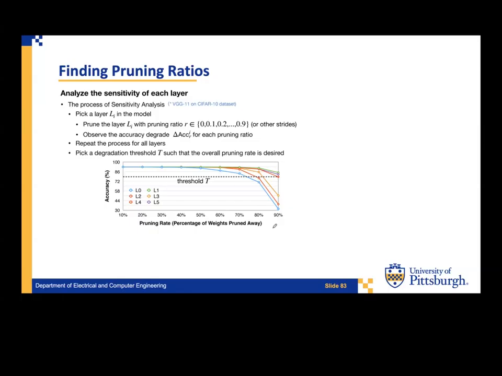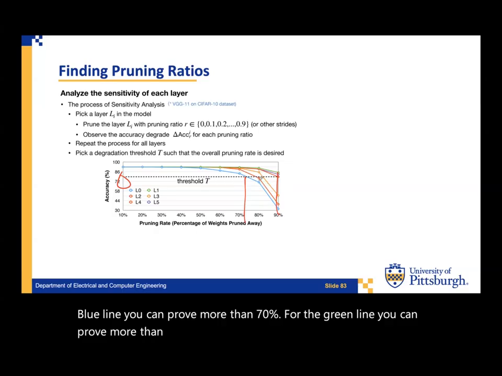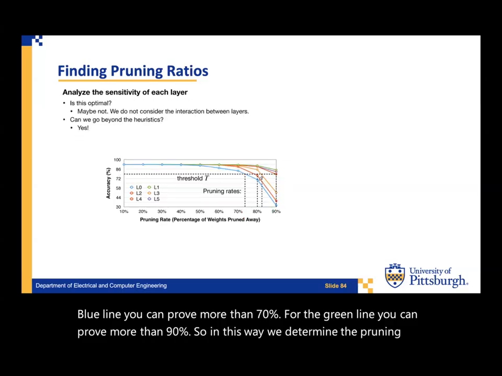Usually, if we want to find a good pruning ratio for each layer, we set a target accuracy threshold, like this. Then you see that if we want to achieve this, for the blue line you can't prune more than 70%. For the green line, you can prune more than 90%. In this way, we determine the pruning ratio for different layers.